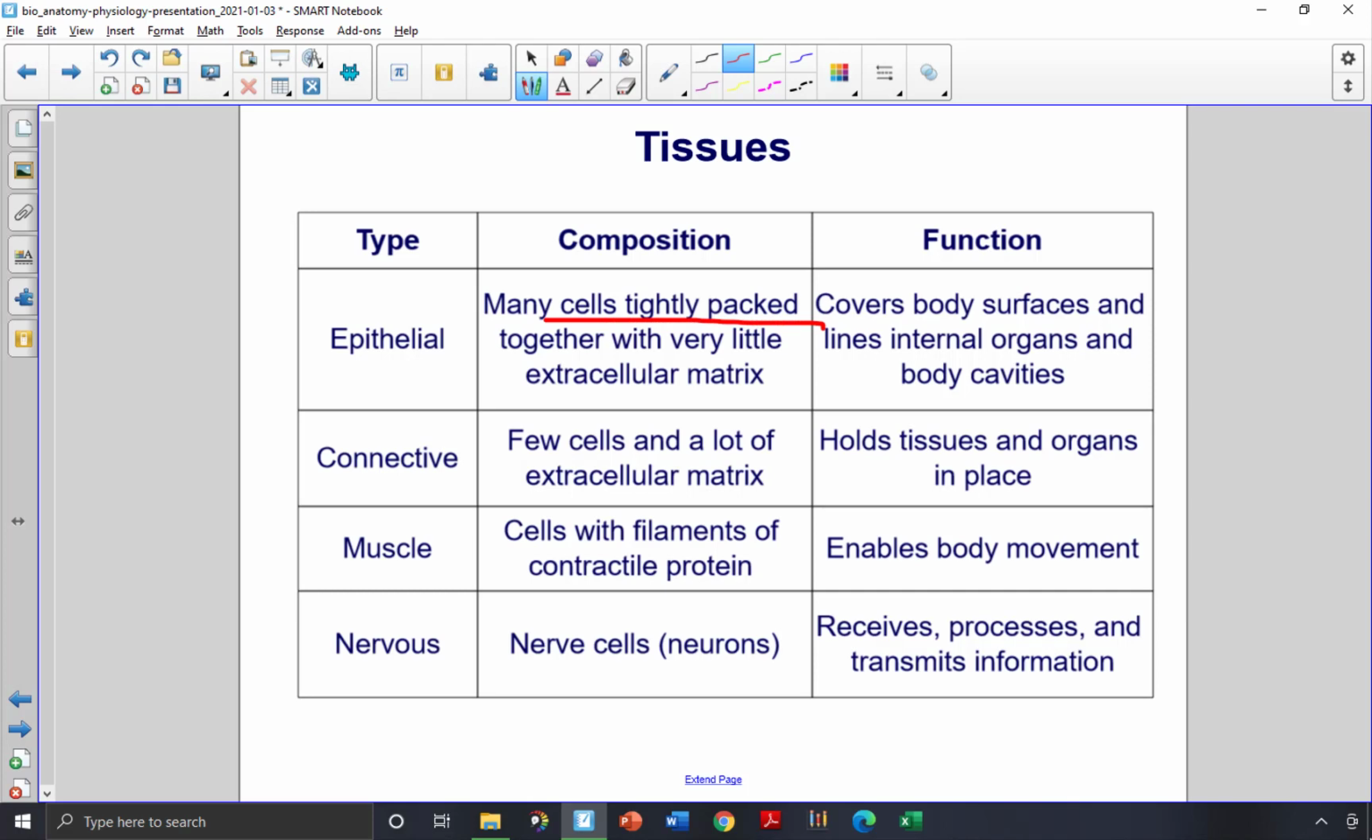In connective tissue, there are few cells with a lot of extracellular matrix. The function of connective tissue is to hold tissues and organs in place, and the specific function of the connective tissue depends on the type of extracellular matrix that it has. For instance, ligaments have a very tough, fibrous extracellular matrix. Muscle tissue contains cells with filaments of contractile protein. This enables body movement. And nervous tissue, which is made of nerve cells or neurons, receives, processes, and transmits information via nerve impulses.